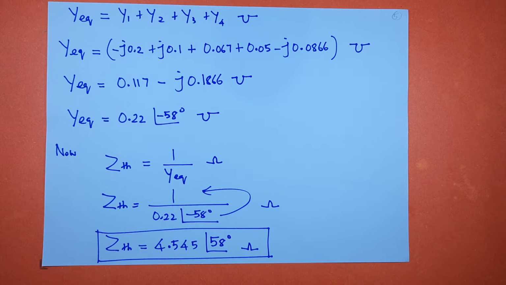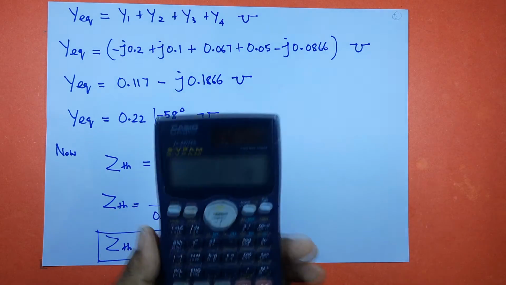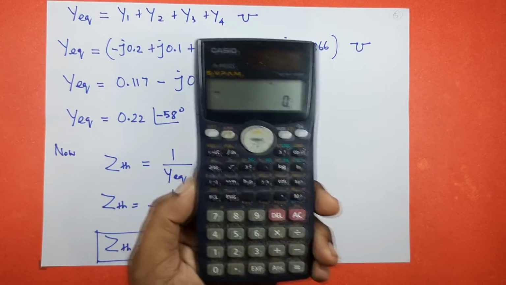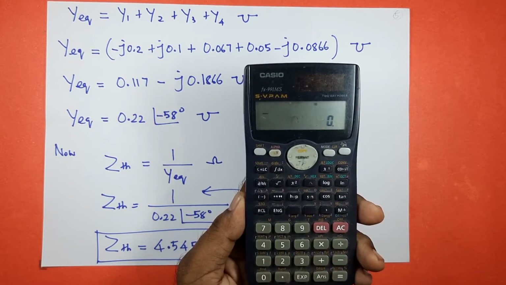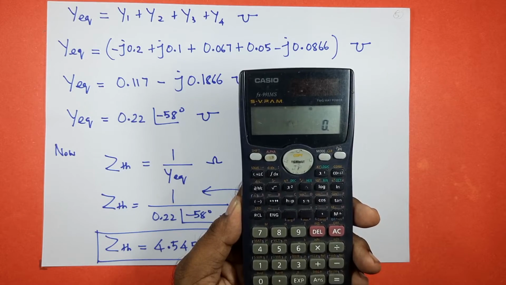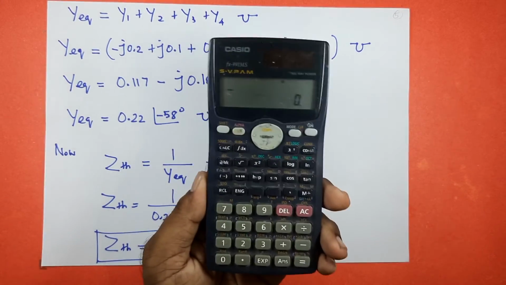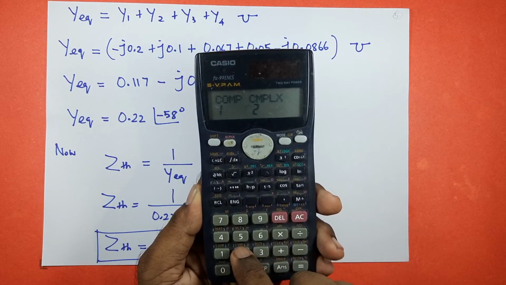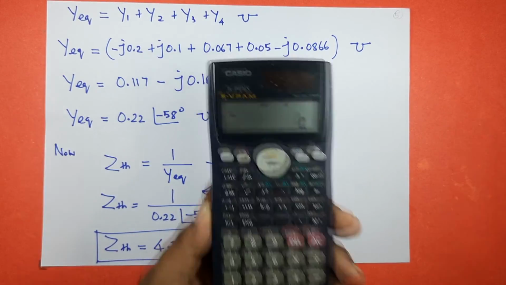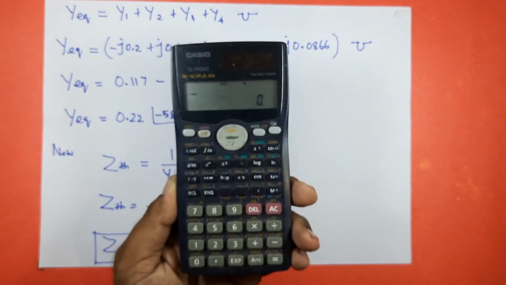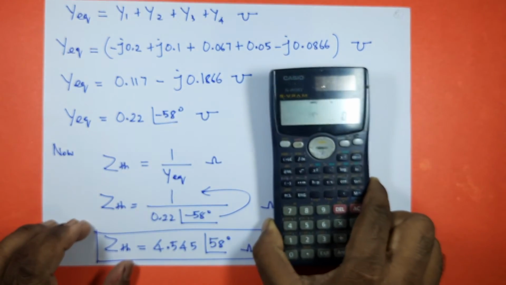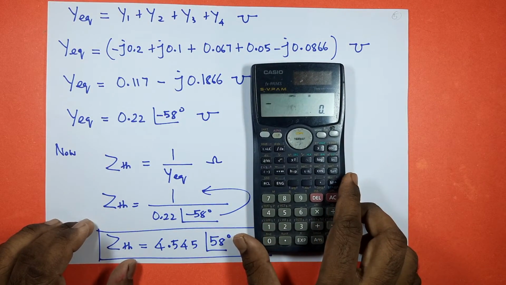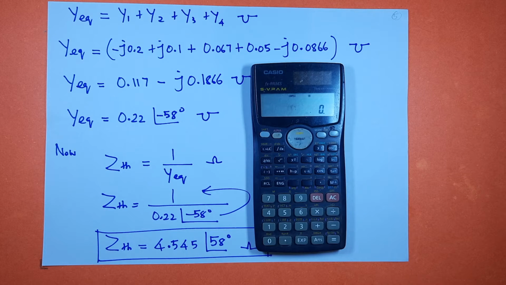So we would like to convert this into polar form. How to use the calculator? Again, I will show you how to use the calculator to convert rectangular form to polar form. You go to mode, go to complex. Now we are in complex mode. I think it is visible, right?